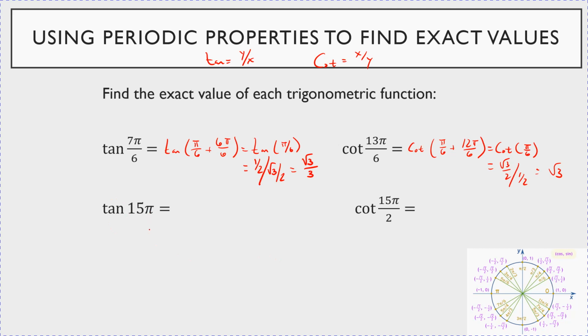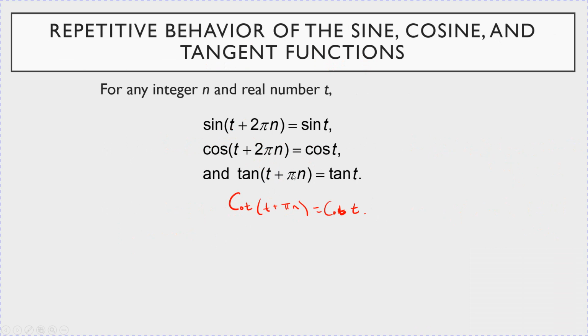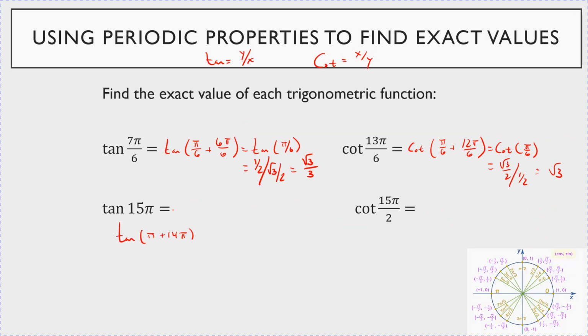Tangent of 15 pi, that's weird. So what's really cool about that is you could write that as pi plus 14 pi. And look, it repeats itself every n pi. Well, 14 pi, that means this is the same thing as tangent of pi. So go to pi. It's right here. So it's y value, which is 0, divided by negative 1, which is just 0.